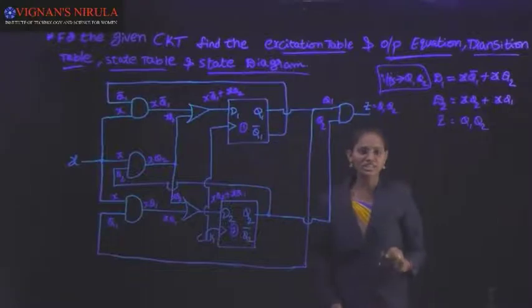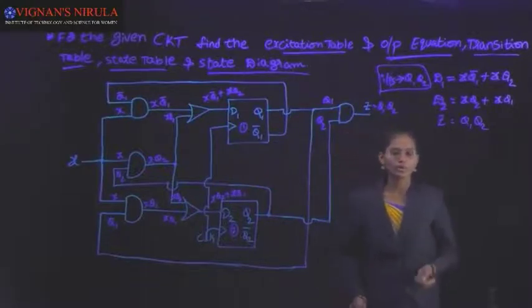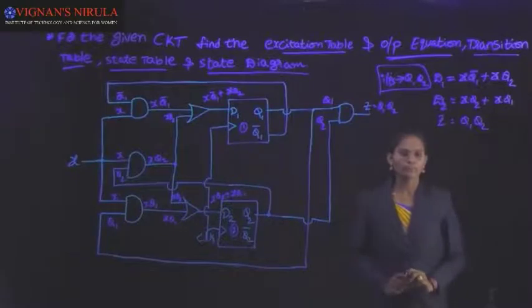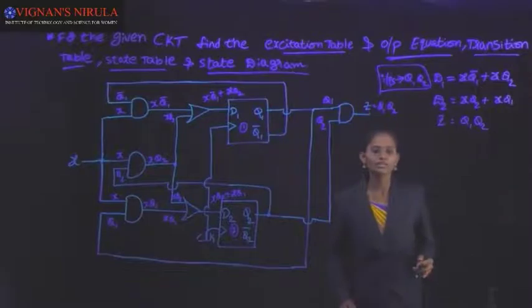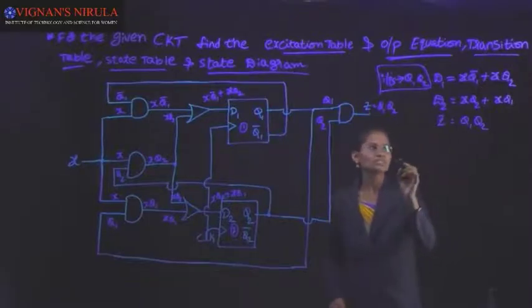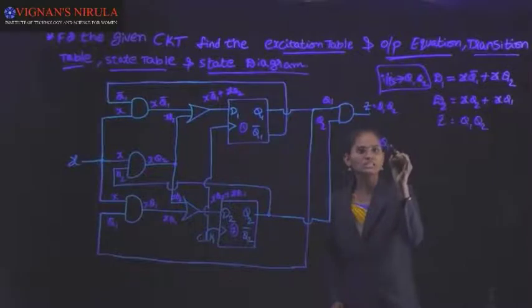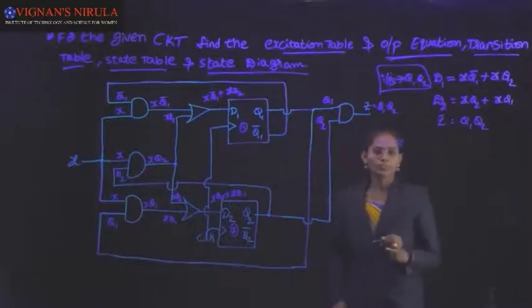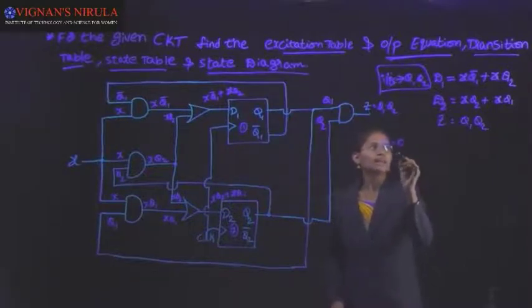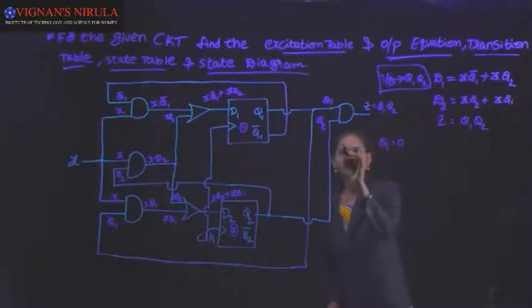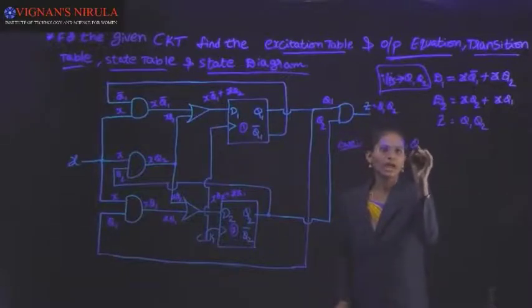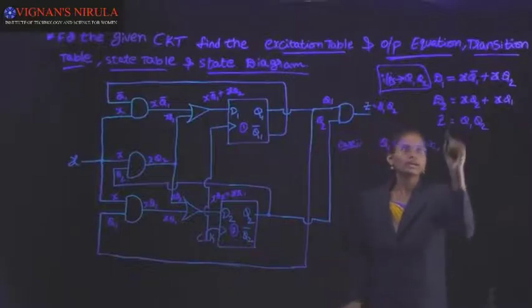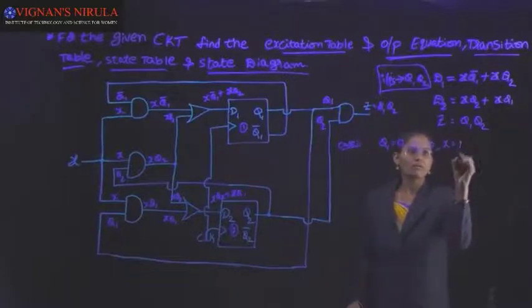In the transition table we are using the 2 inputs, Q1 and Q2. In this, X is the input. We check the X input as 0 and X input as 1. Here first consider Q1 is 0, and X is 0. The case 1: Q1 is 0 and Q2 is also 0. Here X is considered 1.